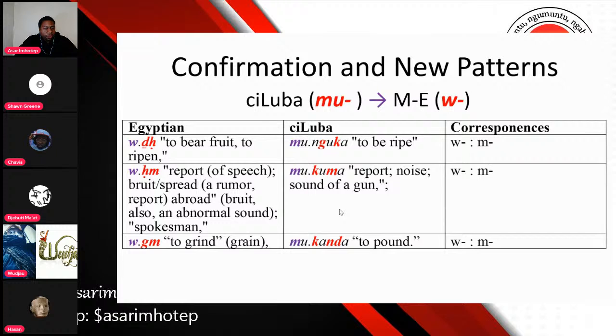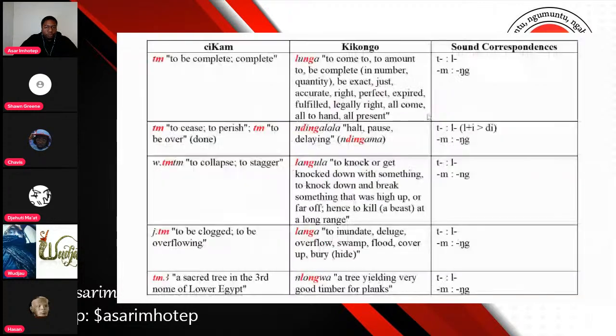Then we have in the verb form again, wugim, to grind. And in Chiluba, mukanda, to pound. Trust me when I say that I've established, even in the root words, that all of these sounds correspond, but we're not concerned with the roots at the moment, only the grammatical morpheme. By the establishment of the patterns, we can create these formulas. So Chiluba Mu implies Middle Egyptian W prefix, right? Yes. All righty.